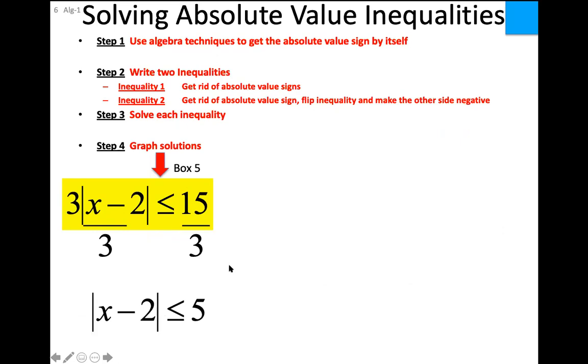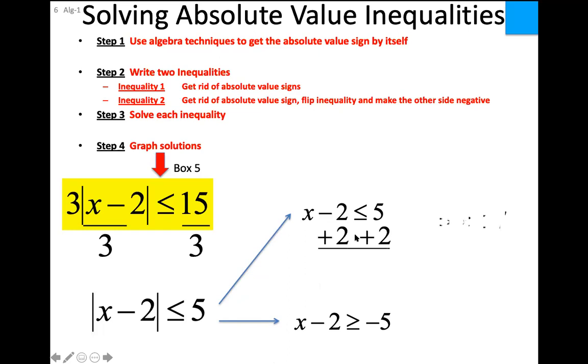So we write 2 different inequalities. The first one is just you erase the absolute value symbols. The second one, you flip the inequality and you make the 5 negative. Hopefully you're seeing this pattern here. Now we solve each one separately. Top one, add 2 to both sides. Hey, that's a 7. The bottom one, add 2 to both sides. That's a negative 3.